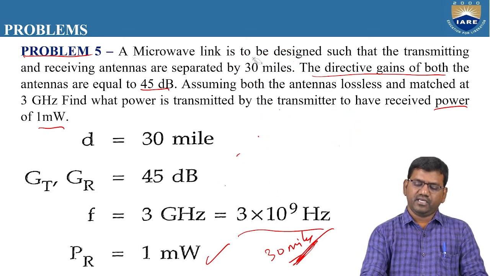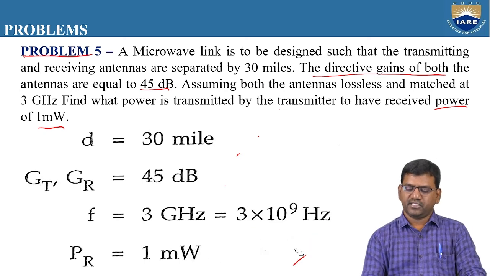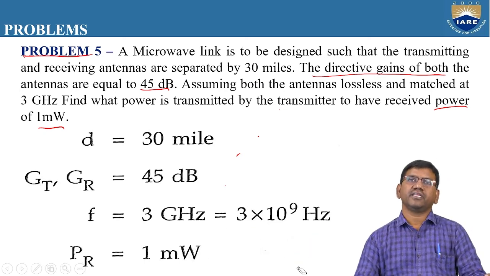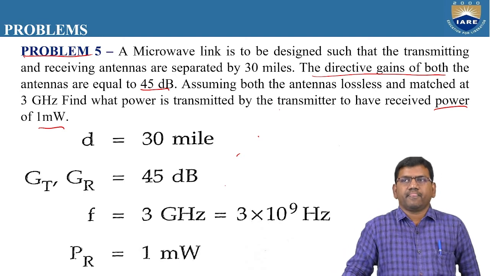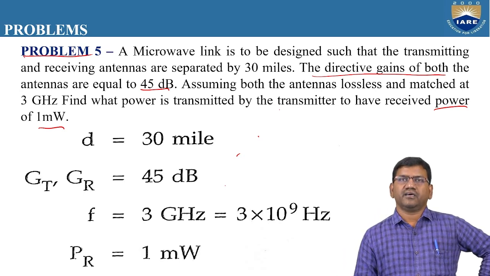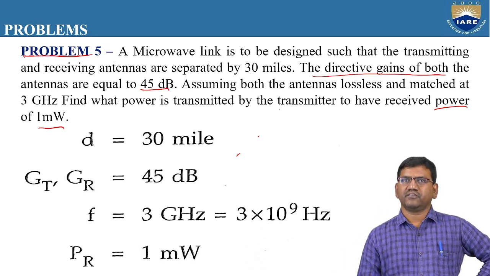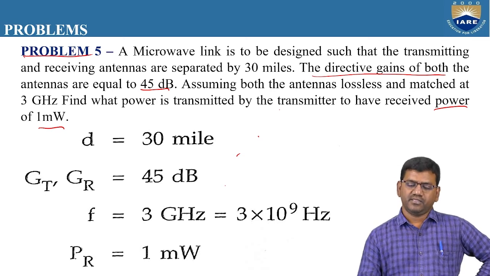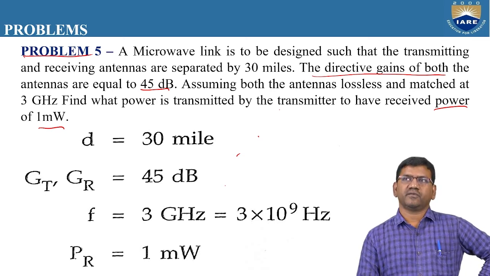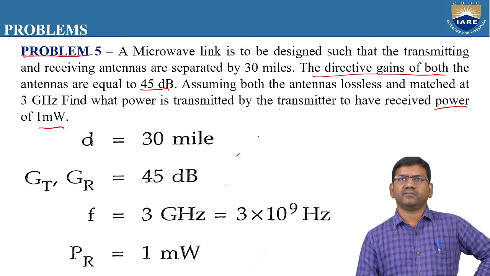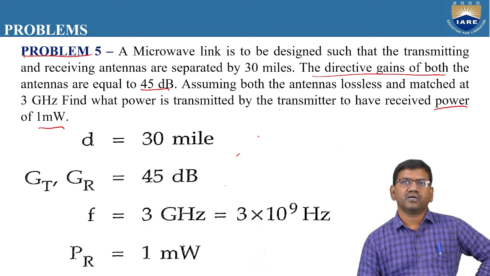Now you simplify this, and you will see how to find out the transmitted power. We have a relationship between the transmitted power, the received power, and the gains of the antennas. That is the Friis transmission formula, which gives the ratio of the power received to the power transmitted, GT GR by 4 pi R by lambda whole square.